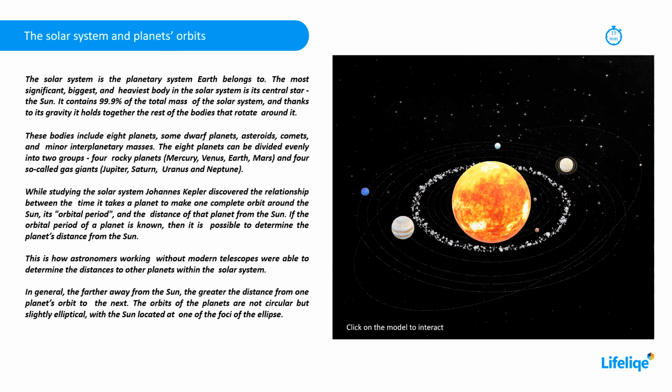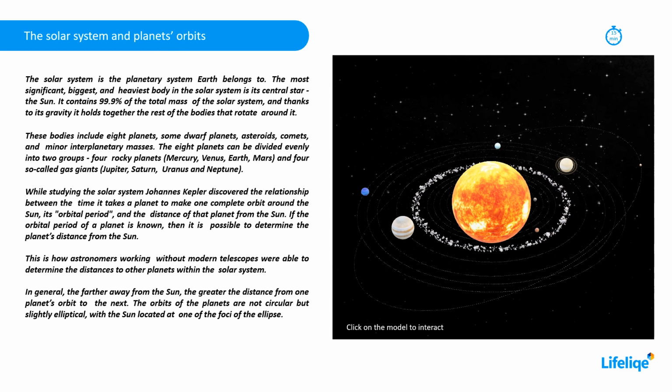The 8 planets can be divided evenly into 2 groups. 4 rocky planets, Mercury, Venus, Earth, Mars, and 4 so-called gas giants, Jupiter, Saturn, Uranus, and Neptune.